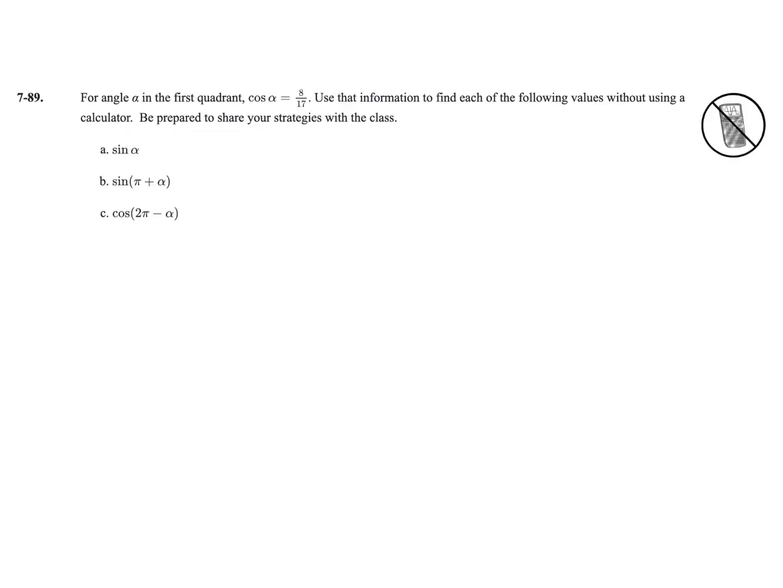Okay, now we're getting into some changes to our ideas here. So for A9, this is our last problem. It says for angle alpha, this is the Greek letter A, which is said alpha, is in the first quadrant. So if I draw my graph, it's in the first quadrant, and the cosine of alpha is going to be 8 over 17. So I'm just going to draw a random triangle here. Cosine, that'd be my x value, and my hypotenuse is 17. Use that information to find the following values without using a calculator.